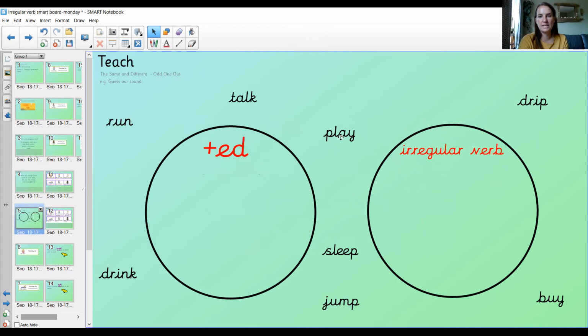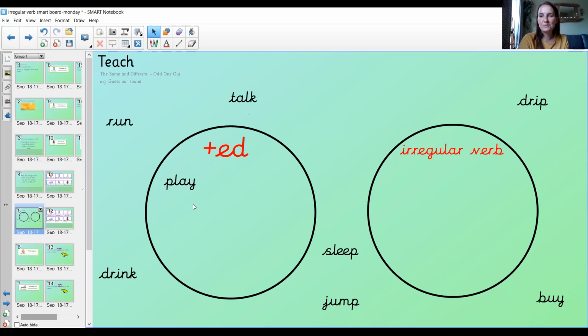And I want you to decide which of these verbs belongs in our ed to make it past tense, and which ones belong in the irregular verb box, okay? So for example, I've already given it away with this one, haven't I? Because I just gave you this example of play. When we change it to past tense, it becomes played, okay? So it belongs in the ed section. So I'll add it into there. So pause your video now and go and give that a go.